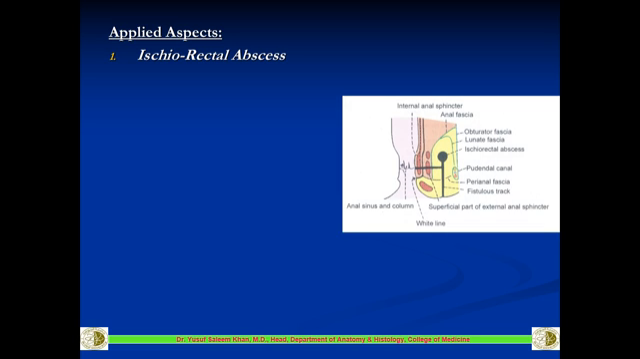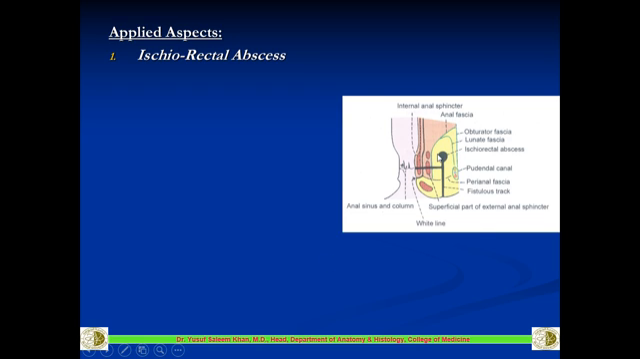Now coming finally to the applied aspects, how it is clinically important. One is the ischiorectal abscesses. This is a very important clinical presentation when you go to the clinics. This is a very common thing which can be seen. One is the ischiorectal abscess.